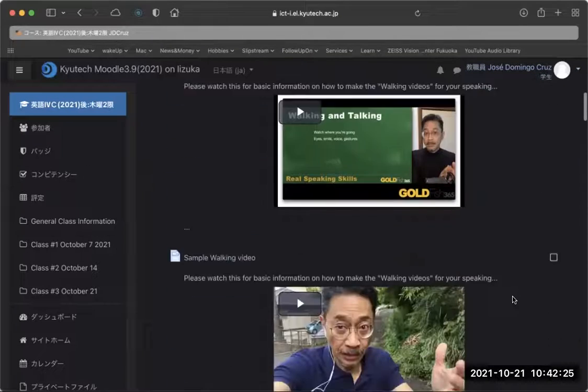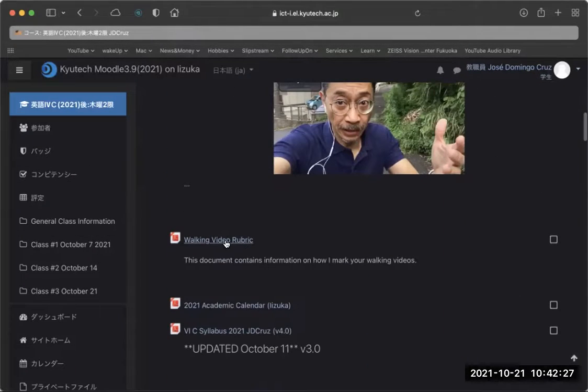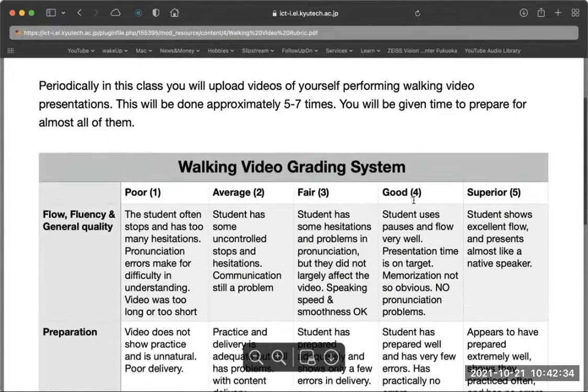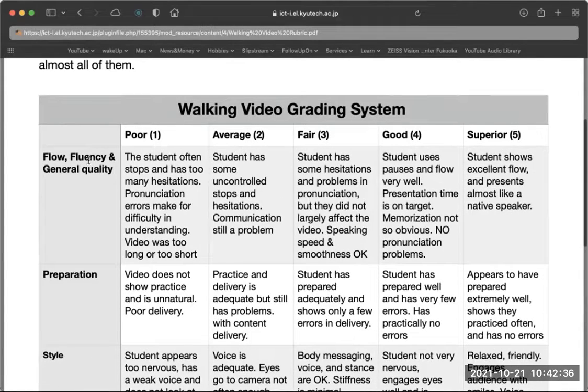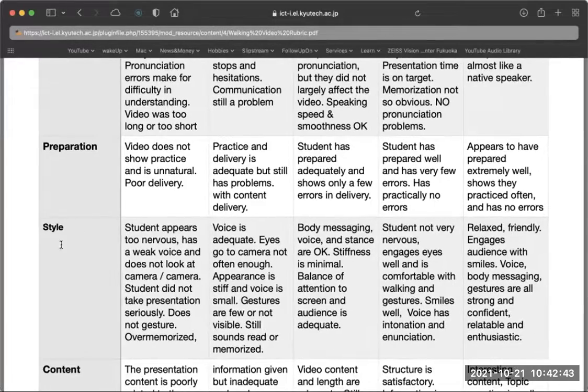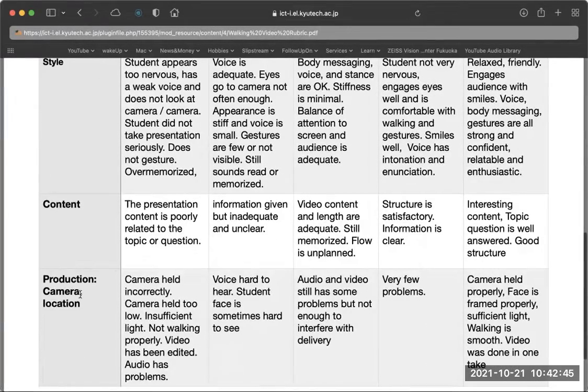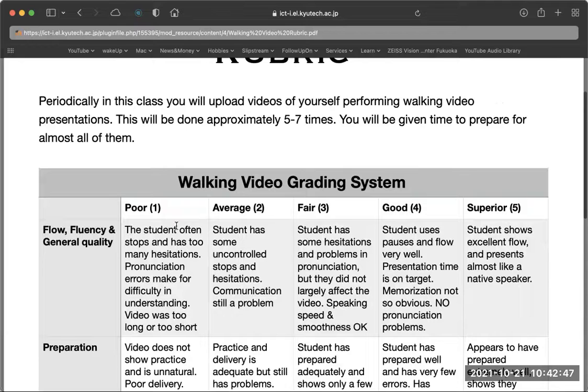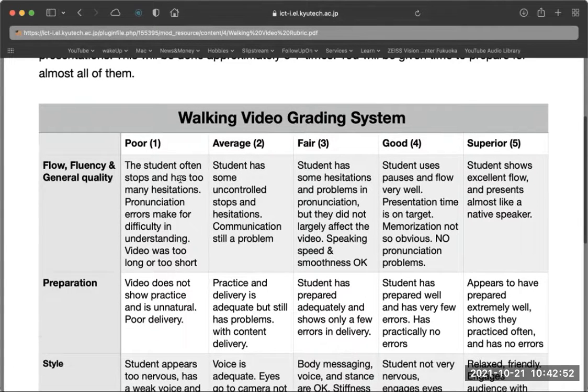Okay. Also, while we're here, let's talk about the walking video rubric. And if I click this, okay, you can see how I grade your walking videos. And these categories on the left: flow, fluency, general quality, preparation, style, content, and then production. Okay. If you have a bad video, it's because you did all of these things. You often stopped, you had many hesitations. It was hard to understand.